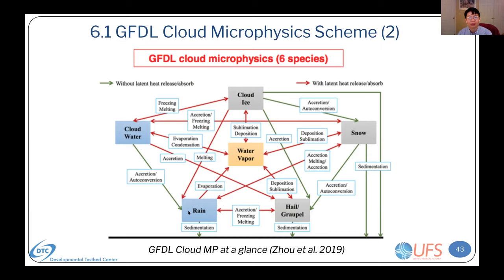However, the red line is with latent heat release or absorption. For example, evaporation from rain to water vapor leads to absorbed energy. Then if there is condensation from water vapor to snow or other ice type or rain, then you have latent heat release.